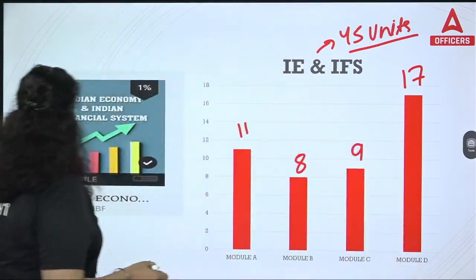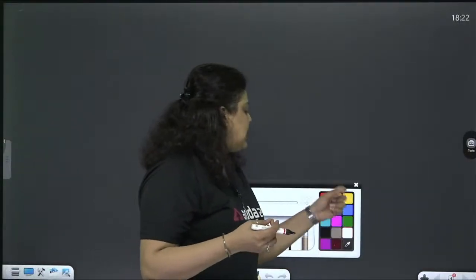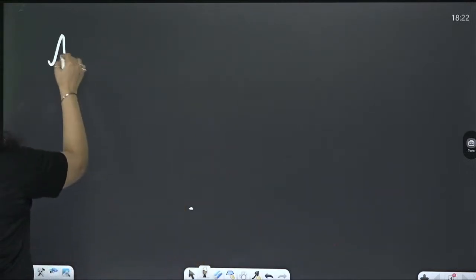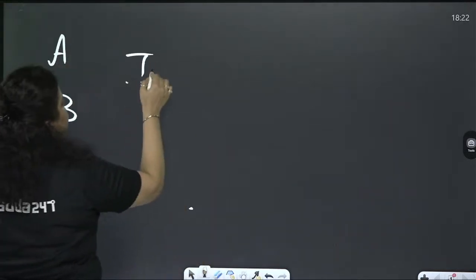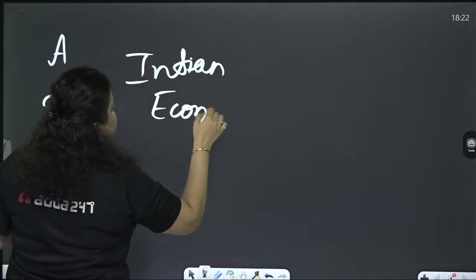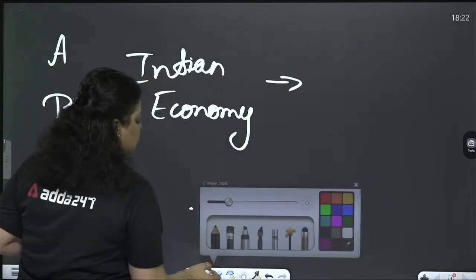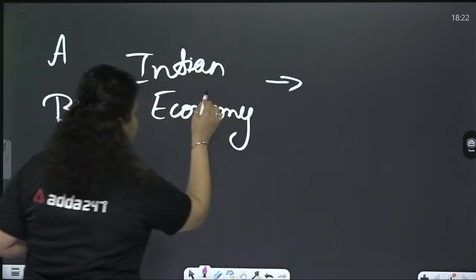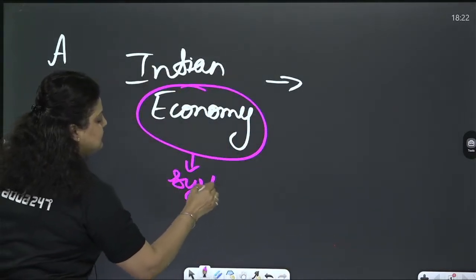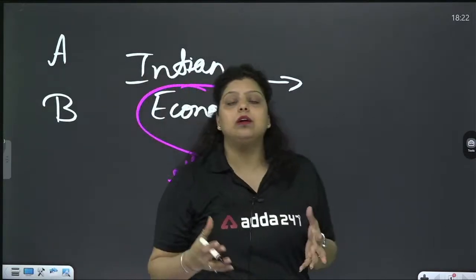If I talk about module A and B, we have to understand the economy. We have to know how the economy works and what the economy actually is. So when it comes to module A and B, it covers the subject that is Indian economy. And in Indian economy, we have to understand how the economy works. As I have already told you, what is this economy? This economy is a system in which production, distribution, and consumption of goods and services are done.